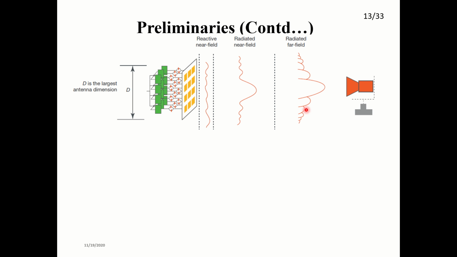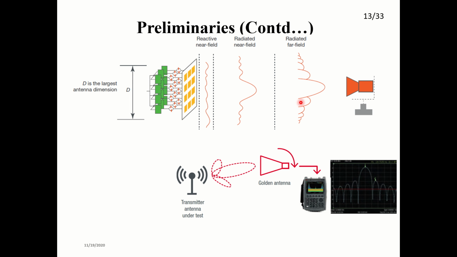So your pattern will remain the same. That's what we have to ensure. Otherwise, what happens is you will measure in this place. If you are measuring in these two regions, then your data is wrong. That's why the far field measurement setup is very important. So it will be something like this.